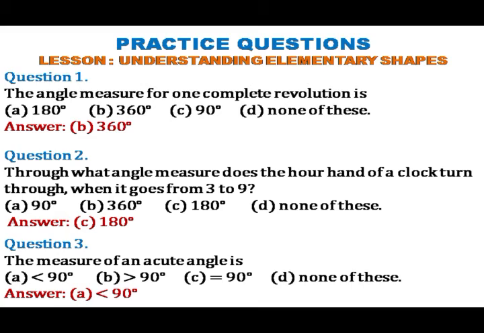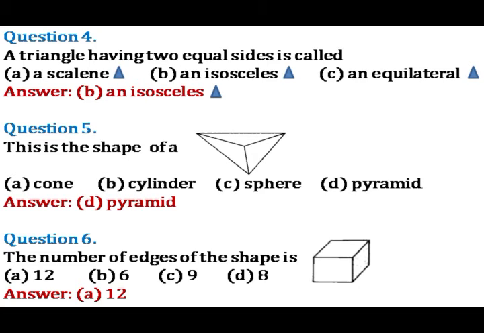Question number 3. The measure of an acute angle is: less than 90 degree, greater than 90 degree, equal to 90 degree, none of these. You know that the measure of an acute angle is less than 90 degree. So the correct option will be option A, less than 90 degree. Question number 4 is: a triangle having two equal sides is called a scalene triangle, an isosceles triangle, or an equilateral triangle. So what will be the correct answer? The answer will be an isosceles triangle, because in an isosceles triangle two sides are equal.